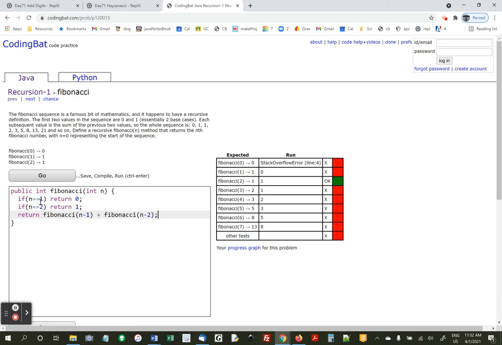If they send over a 1, we're returning a 0. That's this one. If they send over a 2, we're returning a 1.